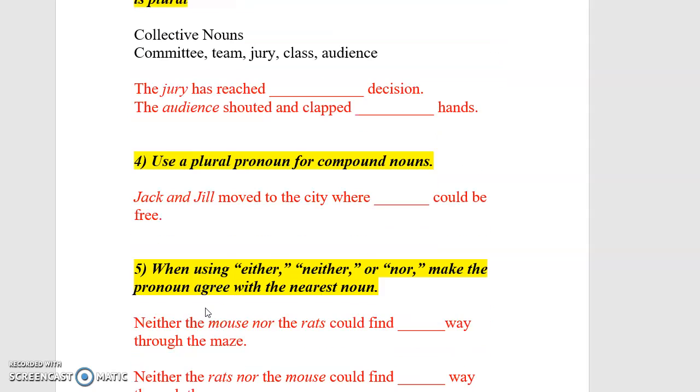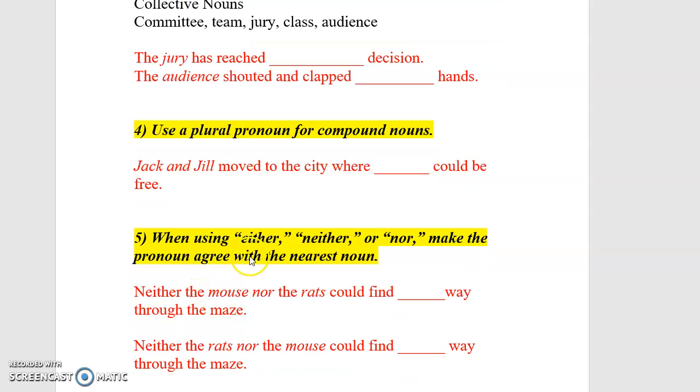And then finally, this one's a little bit more confusing. When using either, neither, or nor, make the pronoun agree with the nearest noun. Neither the mouse nor the rats could find their way through the maze. Neither the rats nor the mouse could find its way through the maze.